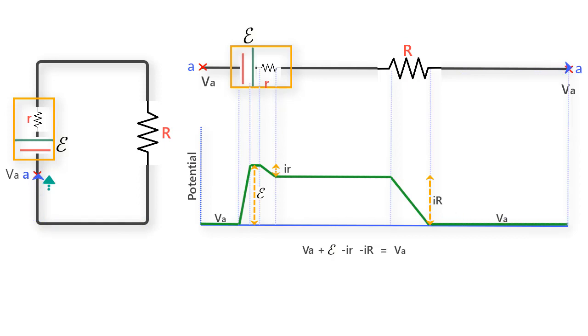So if we solve this equation for I, what we get is I is equal to EMF upon R plus small r. And you can see in this equation that if the internal resistance was 0, this equation would have reduced to the earlier derived equation of I is equal to EMF upon capital R.